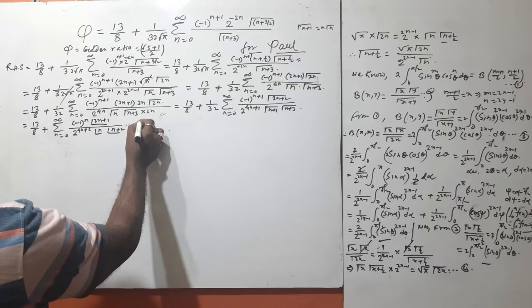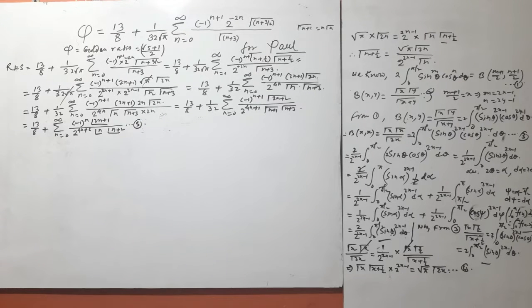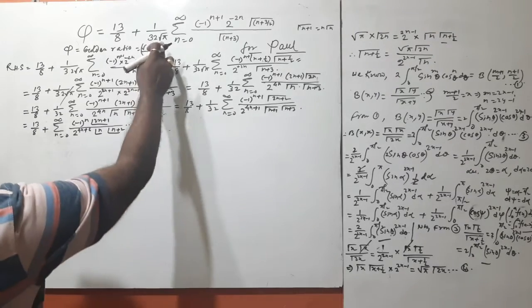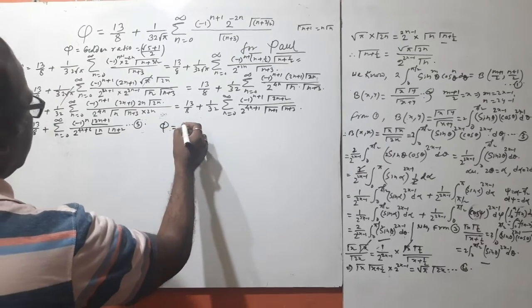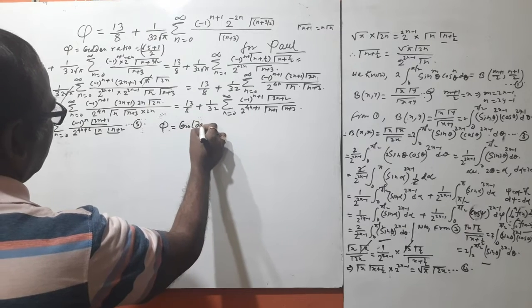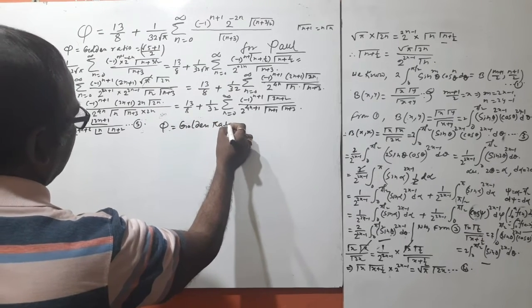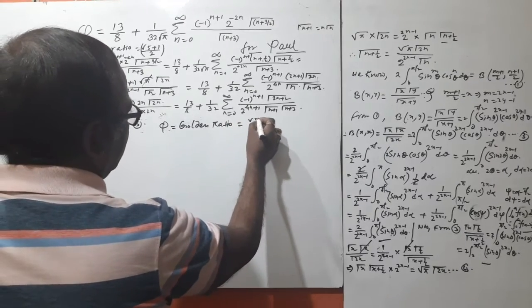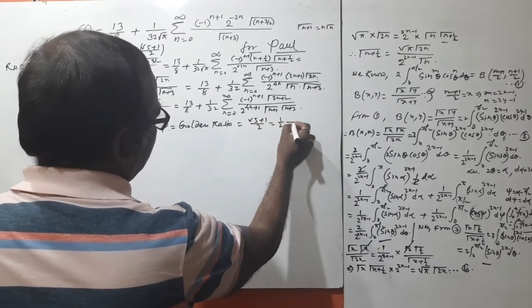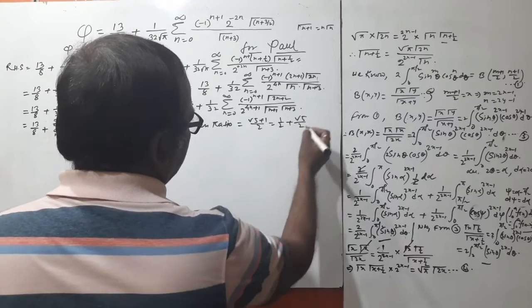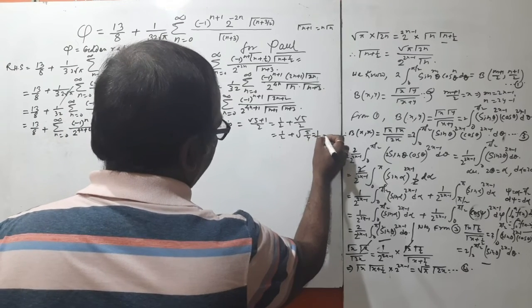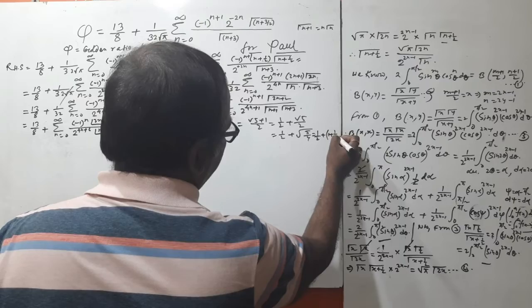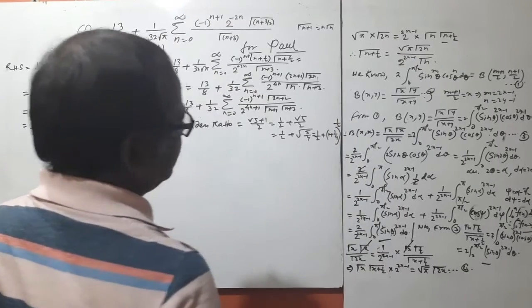and this is 5. So here is the goal. Now this expression with 5 is equal to the golden ratio, which is equal to root 5 plus 1 by 2, so 1 over 2 and root 5 by 2, so it can be written as half plus 1 plus 1 by 4 to the power half.